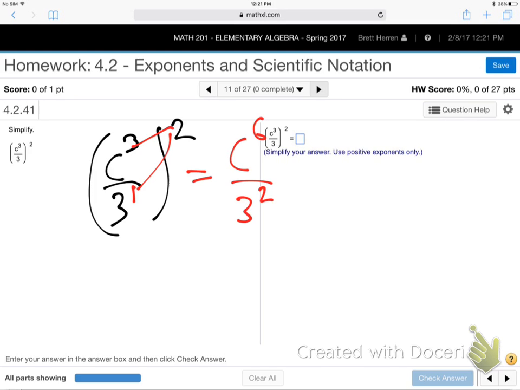Is that good so far? Powers outside parentheses multiply powers inside parentheses. Now, on the bottom, it's just numbers with numbers, so we can work that out. That's just 3 times 3. That's just 9. c to the 6th over 9. And we're done. No negative powers anywhere. We don't have to jump anybody. Good.